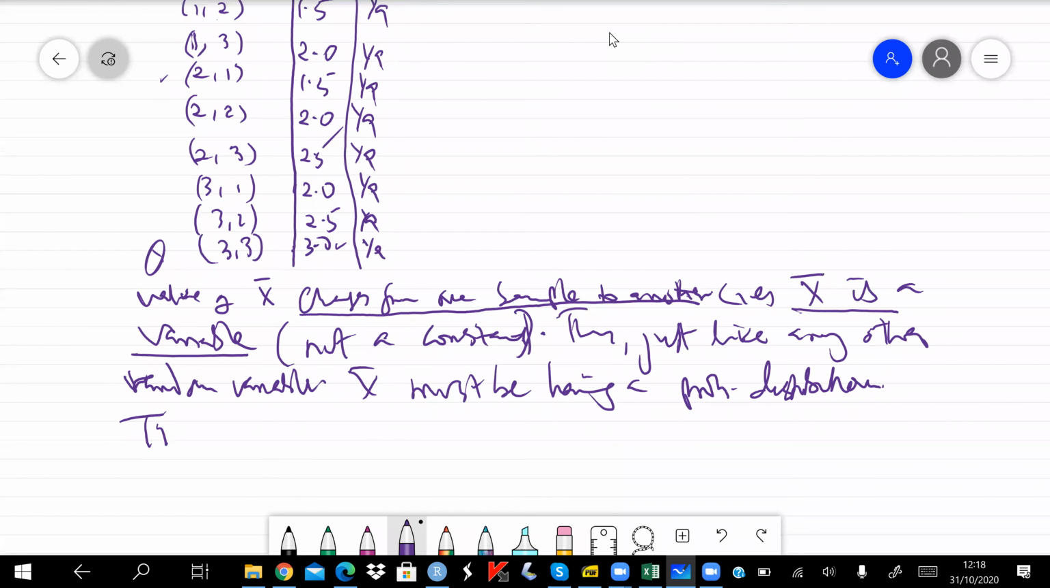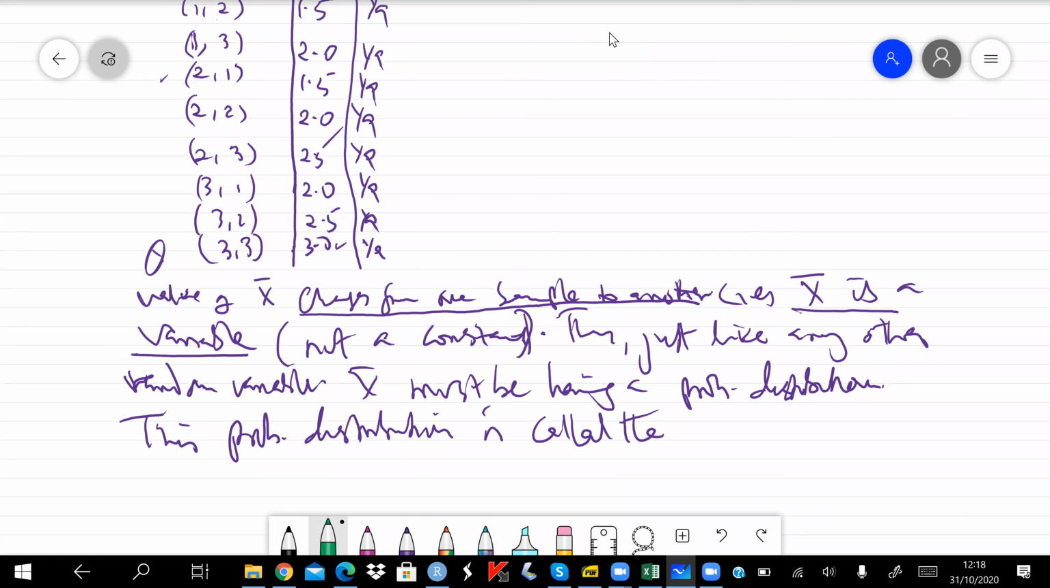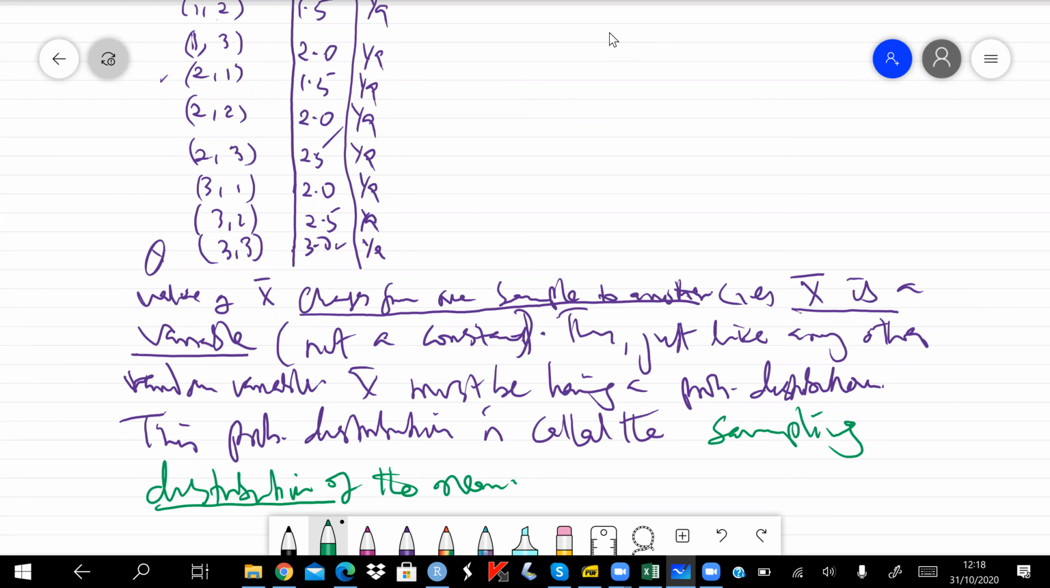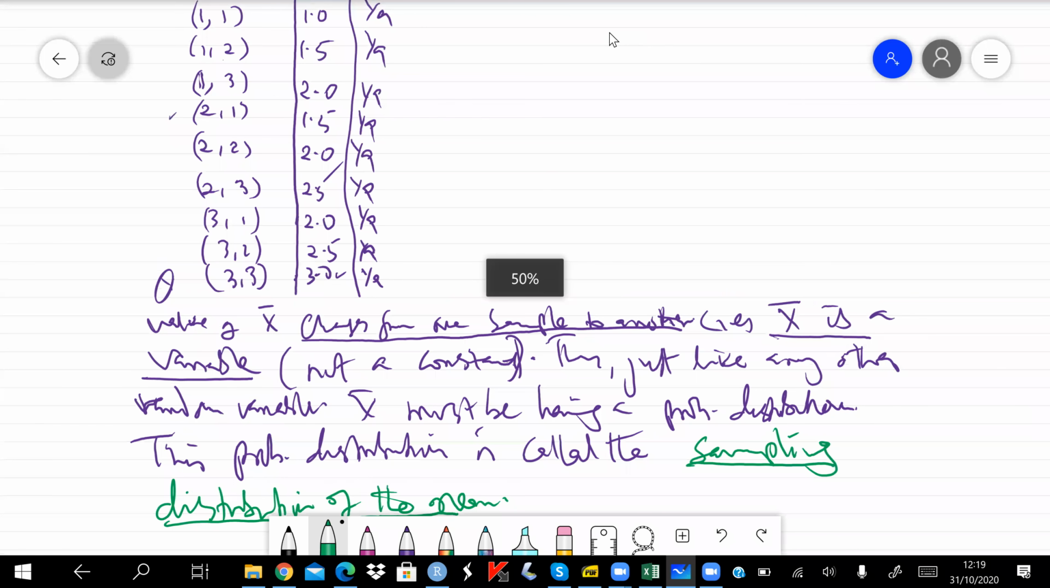Then this probability distribution is called the sampling distribution of the mean. So that probability distribution has a special name. It's called the sampling distribution of the mean. That's what we're discussing now, the sampling distribution of the mean.